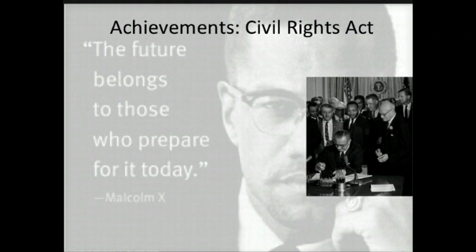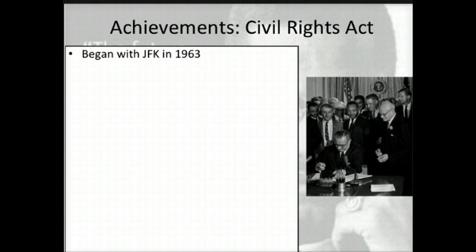Okay. The achievements of the Civil Rights Act. JFK really began to try to get the ball rolling with civil rights in 1963, but he really made little headway. The reality is that JFK was a Democrat from up north, and he had a really hard time using the power of the presidency to convince Southern Democrats to get on his side to push for civil rights. Really, it took LBJ in 1964.